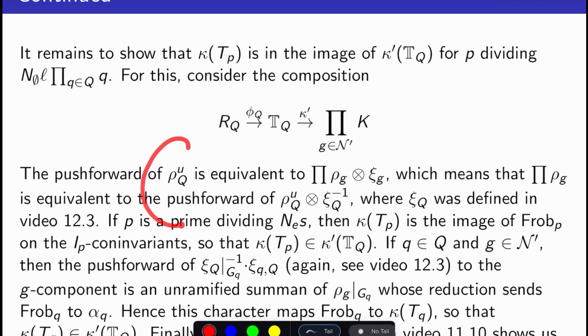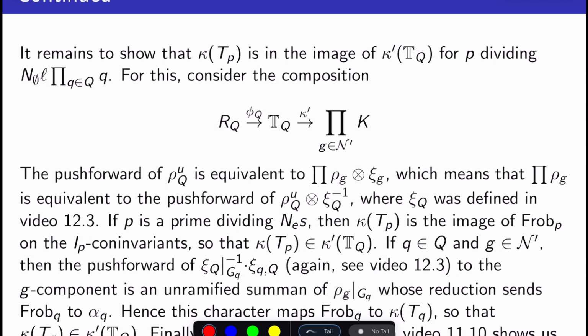The push forward of the universal type Q deformation rho_UQ is equivalent to the product of rho sub G tensored up to C sub G, which means that the product of the rho sub G's is equivalent to the push forward of rho sub UQ tensor C to the negative first sub Q, where C sub Q was defined in video 12.3, so another definition reference.